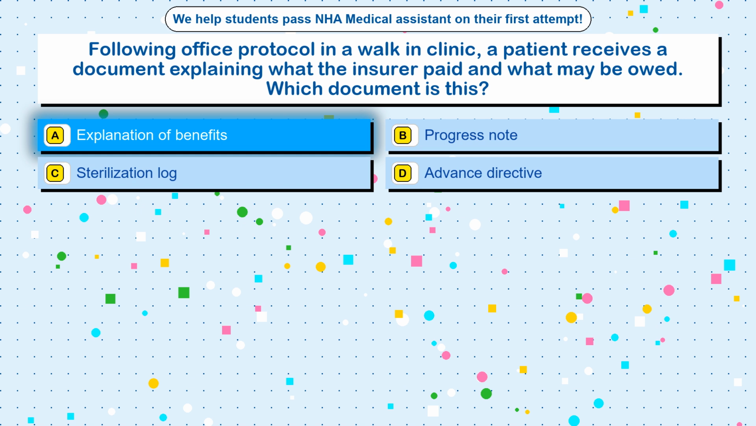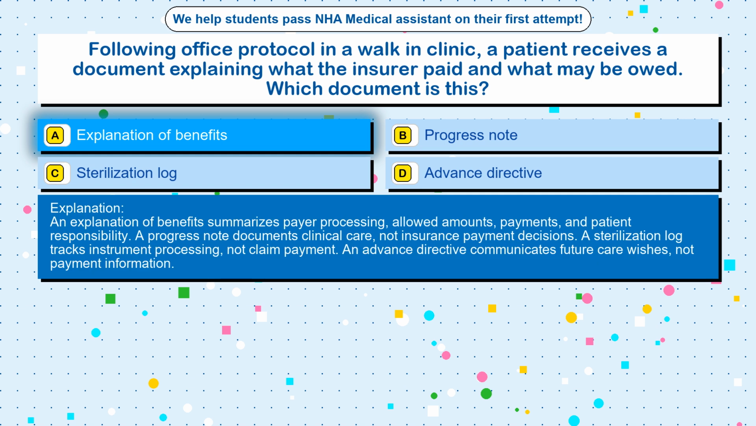Explanation of benefits. An explanation of benefits summarizes payer processing, allowed amounts, payments, and patient responsibility. A progress note documents clinical care, not insurance payment decisions. A sterilization log tracks instrument processing, not claim payment. An advance directive communicates future care wishes, not payment information.